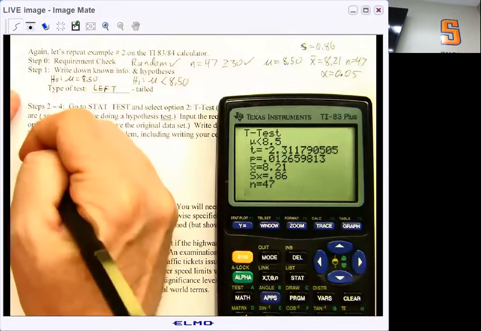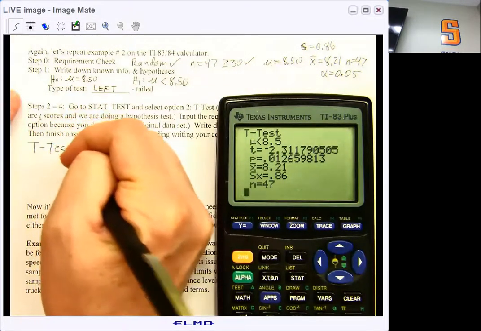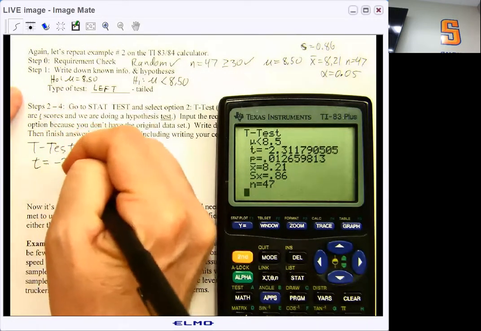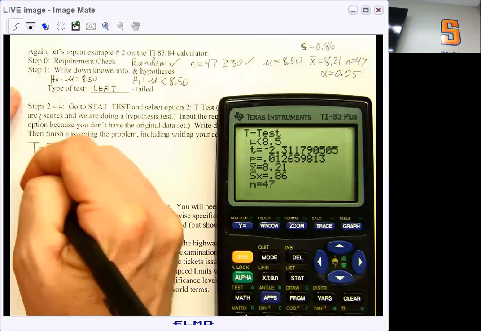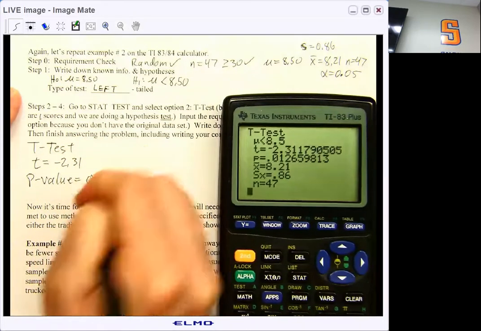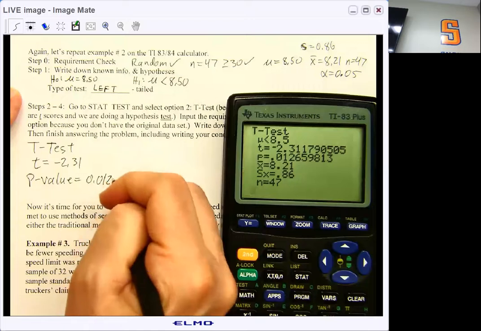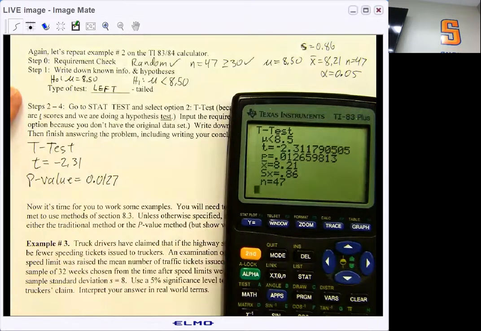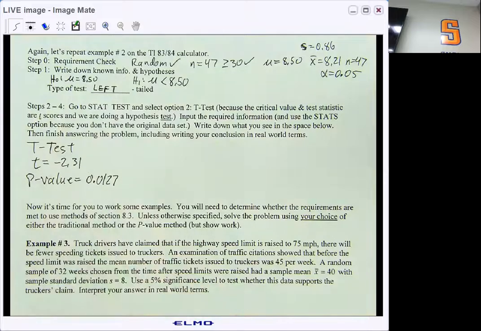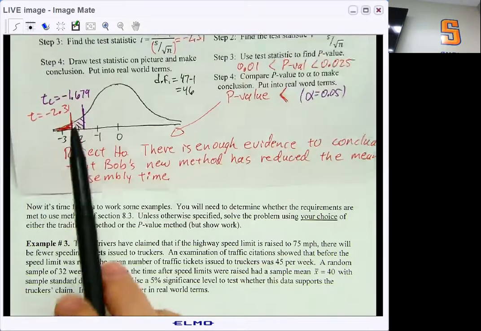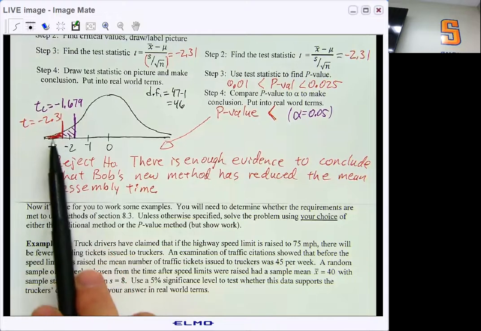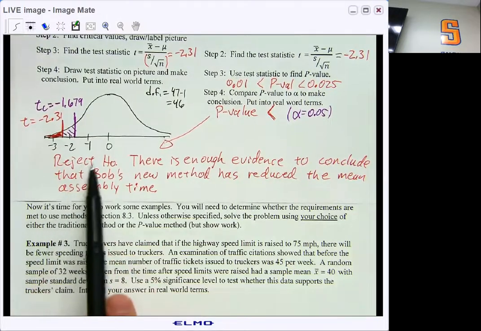So let's write this down. We're going to write down what test we ran. So t-test. Our test statistic is negative 2.31 to 2 decimal places. Our p-value is 0.0127, if you want to go that far. And if we do the traditional way, we could still do that. We'd still have to find our critical value, but now we know the test statistic, and this guy's in the critical region, so we would reject H naught.